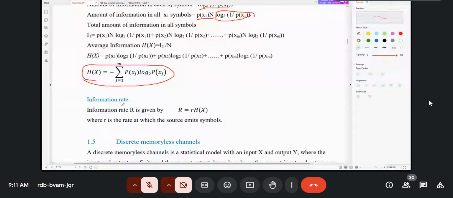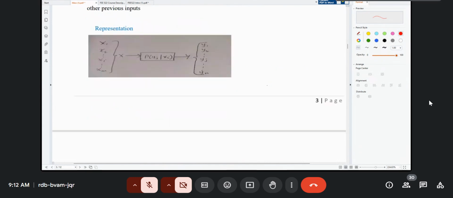So the other thing we are going to look at is the information rate, R. The information rate is given by the symbol rate times the entropy, where r is the rate at which the source emits symbols. So we call the symbol rate times the entropy the information rate. We're going to see more about that.